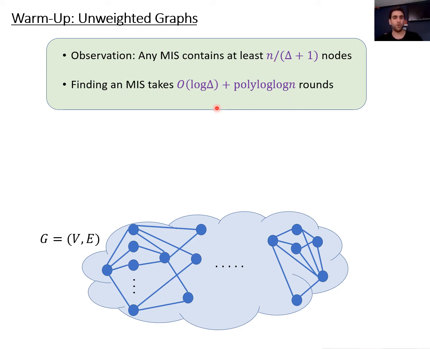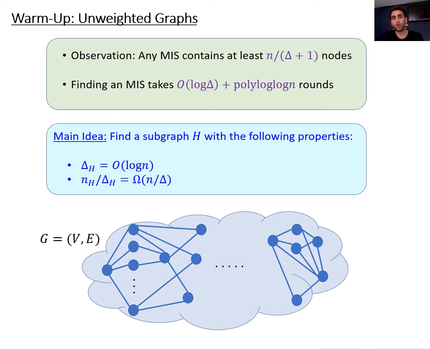So if delta was small, let's say that delta was O of log n, then we would be done because we would get a poly log n time algorithm for delta plus 1 approximation in unweighted graphs. But unfortunately, delta can be as large as n. So the main idea is to sparsify the graph and to find the maximal independent set in a sparse subgraph H.